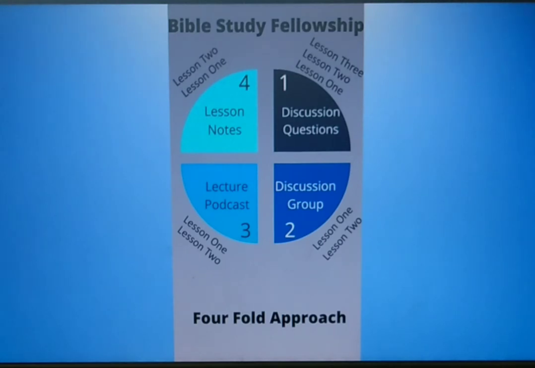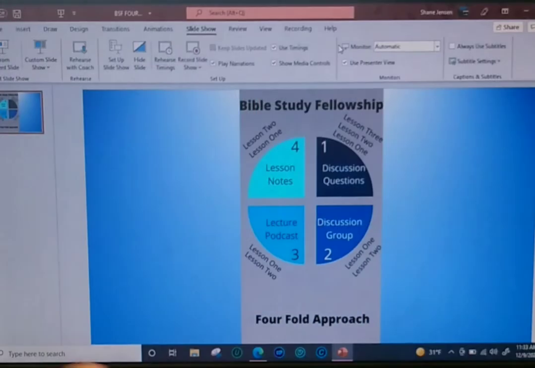The fourfold approach is structured this way because BSF wants the conclusions group members make and the questions they have during personal study or group time to be confirmed or answered by listening to the lecture and reading the notes. Let's see how this works on the website.